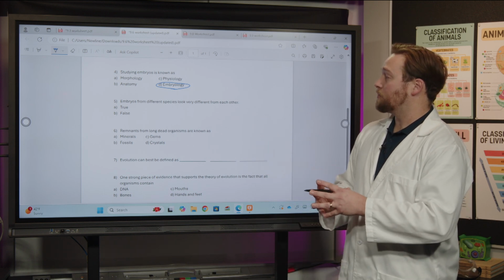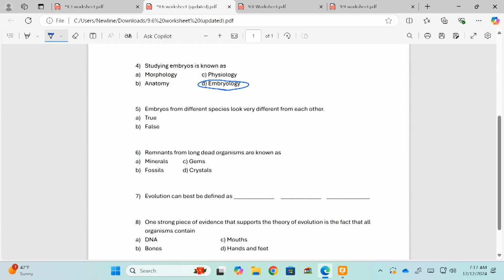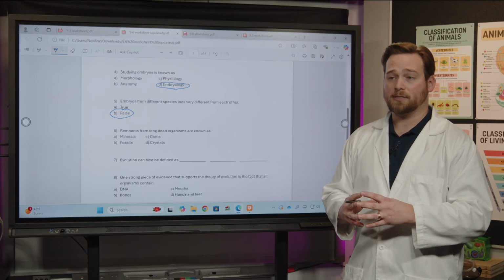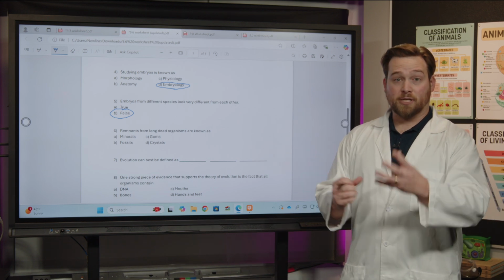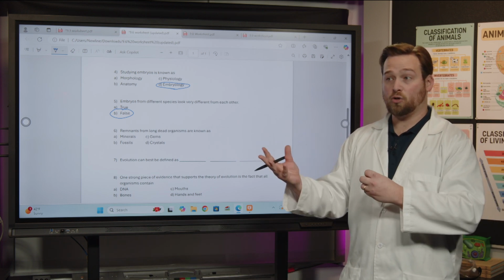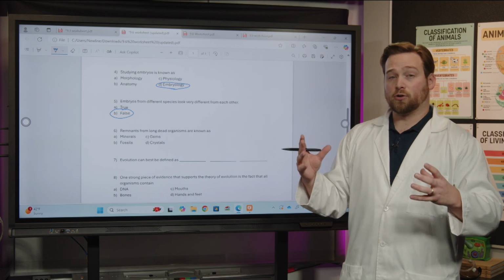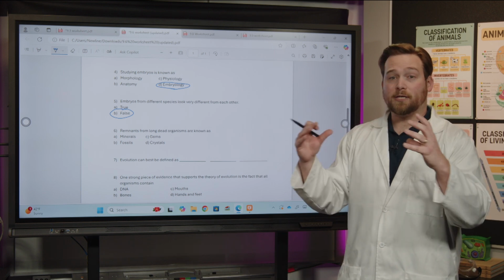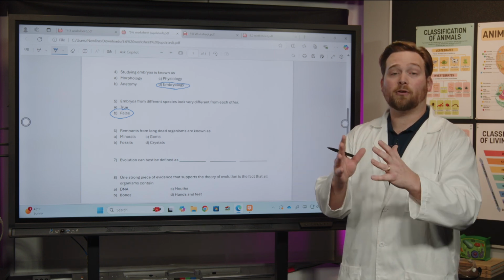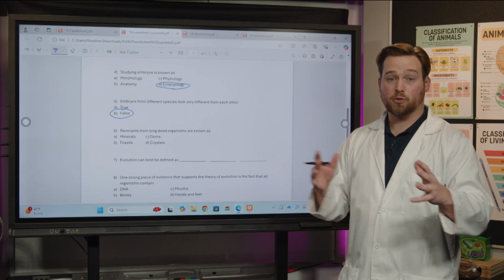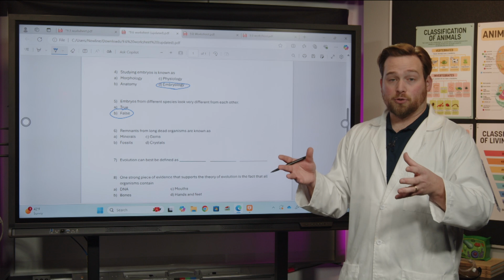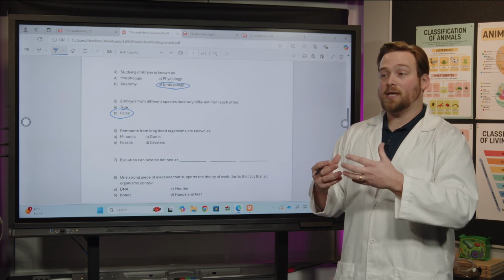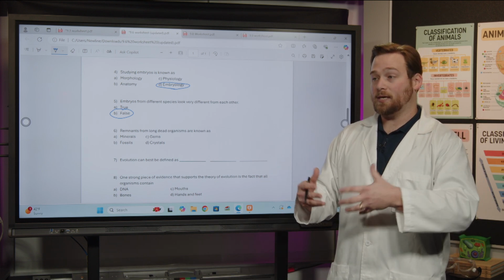5 says embryos from different species look very different from each other. That's false. If you remember earlier, in one of our previous lessons, we looked at embryos of a lot of different organisms. Turtles, cats, a pig, a human, and a rabbit. And in the early gestation period, it was very hard to distinguish which embryo was which.